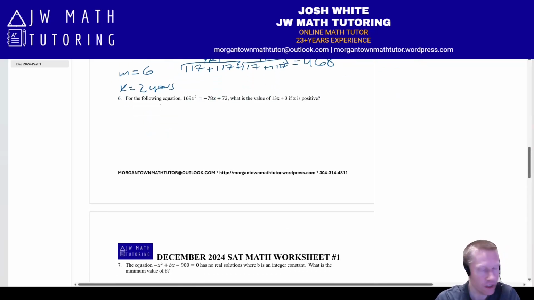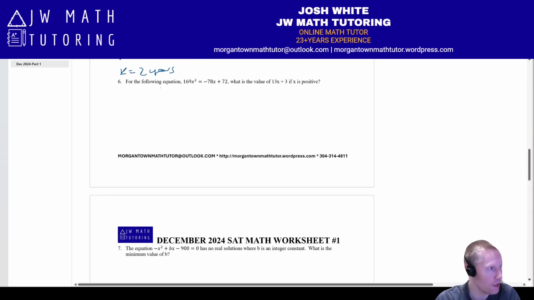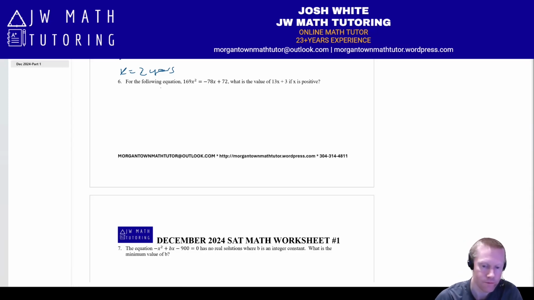Next up, question number 6. So this one, I will show you the traditional way how to solve this, but I think it is much, much easier just to use Desmos. So I'm actually going to show the Desmos method first, and then I'll show the traditional way after that.